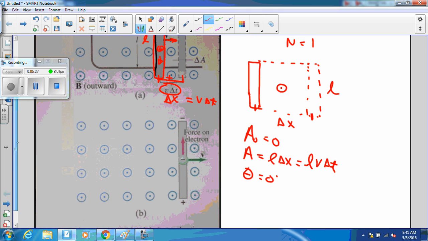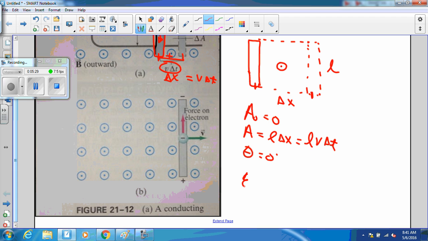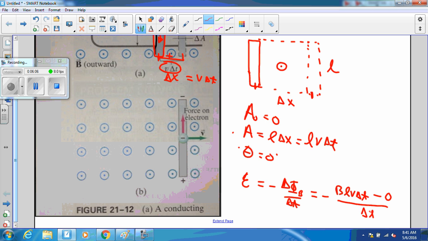And if I now put it all together and say that the EMF generated is equal to negative change in flux over change in time, where n here is 1, then that's going to be equal to the final flux minus the initial flux. The final flux is going to be field times area times cosine of the angle between. That's going to be B times LV delta T times the cosine of 0 degrees, which is 1. Exactly. And the initial flux is 0.